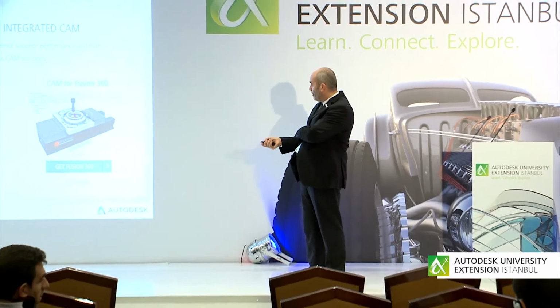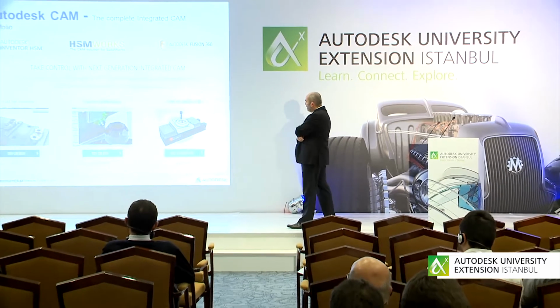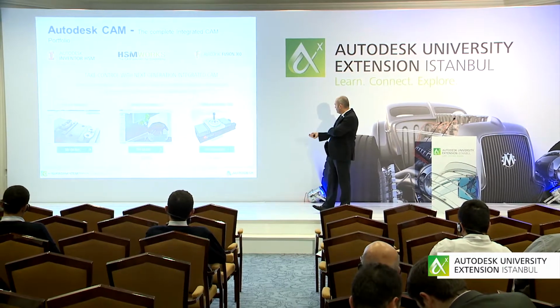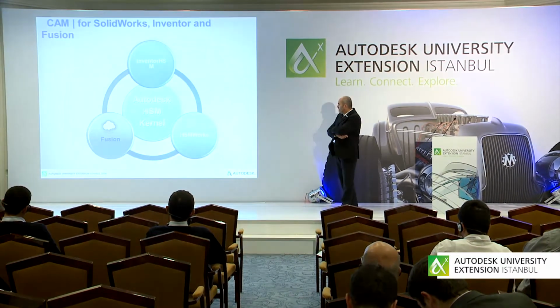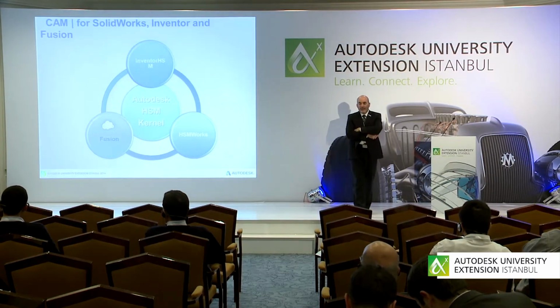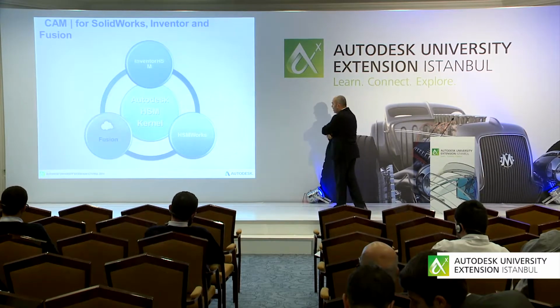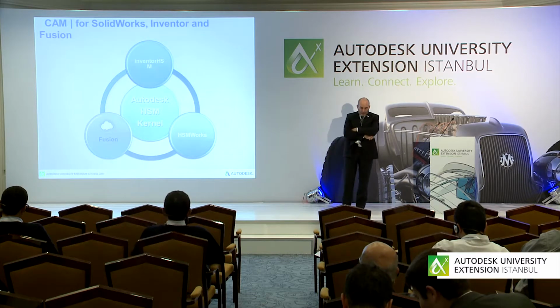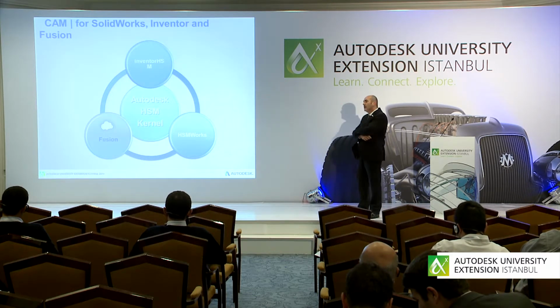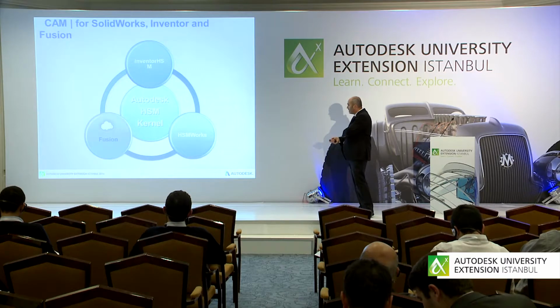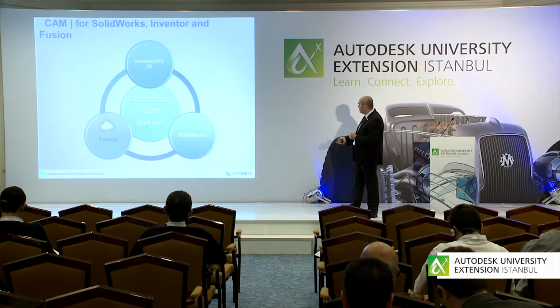As said, frankly, we have only one CAM system, but we can support 3 CAD systems. That's the idea. CAM for Inventor, 2D, 3D, and now 5-axis simultaneous. Also CAM for SolidWorks and CAM for Fusion. We have one kernel. We call it the Autodesk HSM kernel. HSM is the acronym for high-speed machining. The kernel is the brain behind the CAM software. The only difference is the CAD-specific delta between Inventor, SolidWorks, and Fusion.